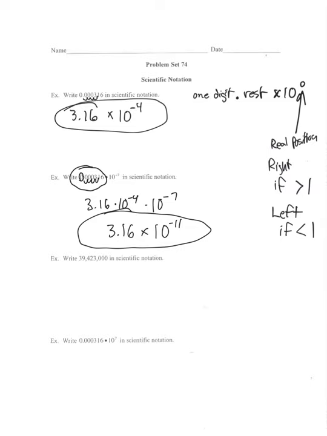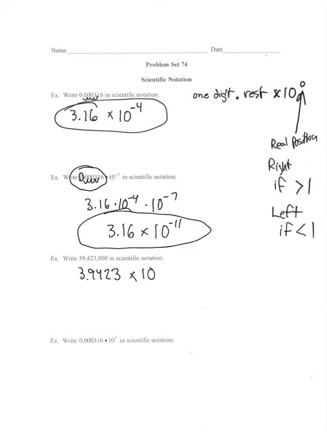All right, let's look at this third example. So now we have 39,423,000, and we're meant to write it in scientific notation. All right, first thing I do is that I need one digit in the ones place and the rest of them in decimal places. So I look at this and I say, okay, it's got to be 3.9423. I don't need to include the zeros because there's nothing after them. And I need to multiply that times 10 to the power of something.